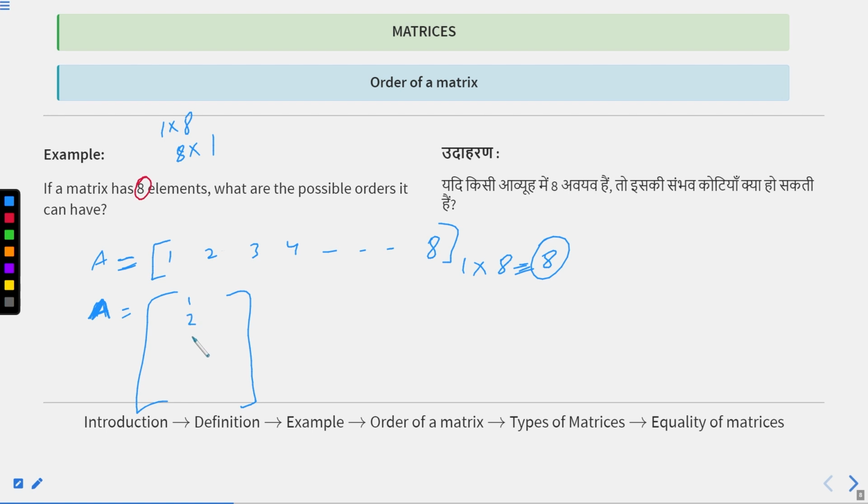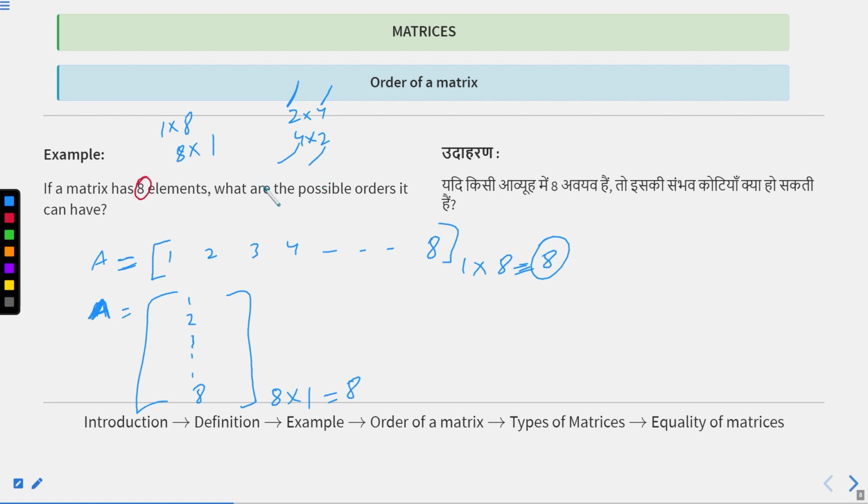So this means 1, 2, 3 till 8. How many rows? 8 rows. How many columns? Only one column. So total entries will be 8. Simple. Can you make another? Yes. So you came up with 1 multiplied by 8, 8 multiplied by 1. Now 2 multiplied by 4, 4 multiplied by 2. You can make 2 rows, 4 columns, and 4 rows, 2 columns. In this way you can also make.